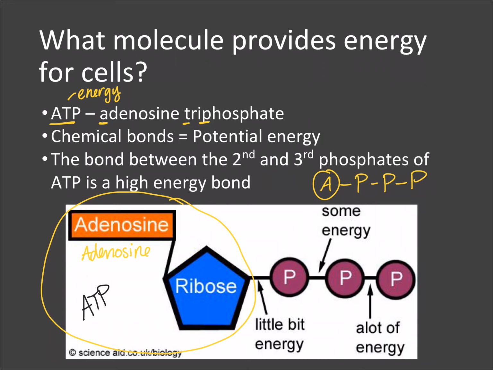And then tri means 3. So 3 phosphates. We can see there's phosphate number 1, phosphate number 2, and phosphate number 3. Now, all of these bonds have chemical energy stored in them, but the bond between the second and third phosphates is an especially high energy bond. All right, so it's this bond that really stores a lot of energy. And so this bond is going to be made and broken as we basically make ATP and then use ATP.